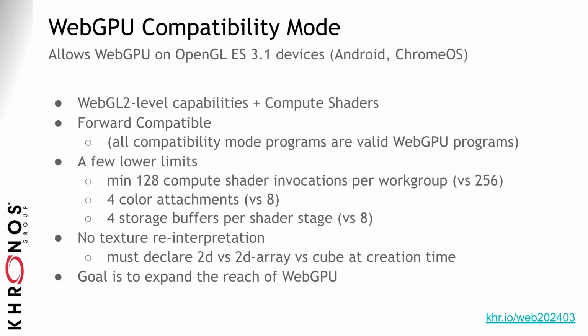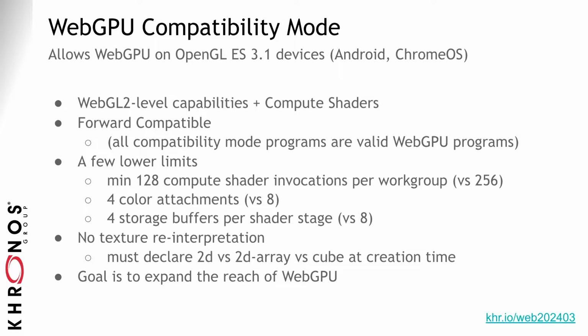So like a couple of examples of lower limits: the minimum required number of compute shader invocations per workgroup in compatibility mode is 128, whereas in regular mode it's 256. So if you can write to that limit, then you can ship on compat. And there's a few others like color attachments. You only get 4 as a minimum. Now you could get more, but that's the minimum that is required to support that. Same with storage buffers per stage, you get 4.